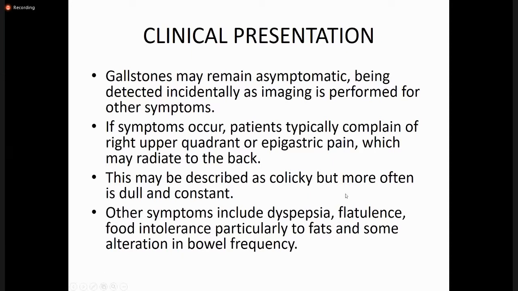Can anyone tell me what flatulence is? May I have feedback on what is flatulence or dyspepsia? Any comments, please? Can anyone comment on dyspepsia, flatulence or food intolerance? What type of food?